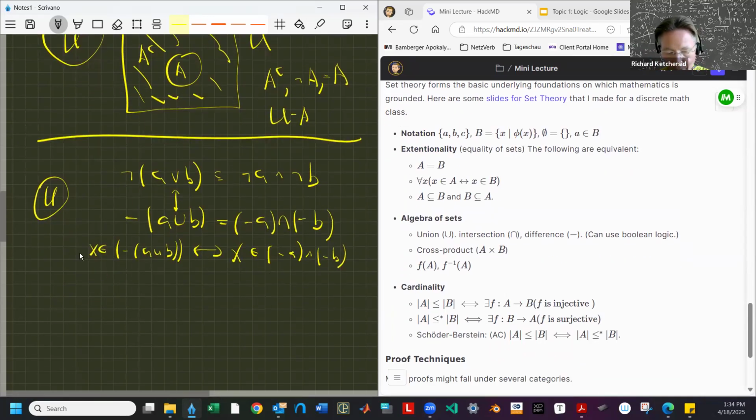All right, and you can keep pushing that through. So what does it mean to be in the negation of A union B, right? Anyway, you can keep on pushing this through. The point is you can actually use truth tables to verify set theoretic things, right? So if I want to verify this, let me forget the union. Let me say I want to do this more general thing.